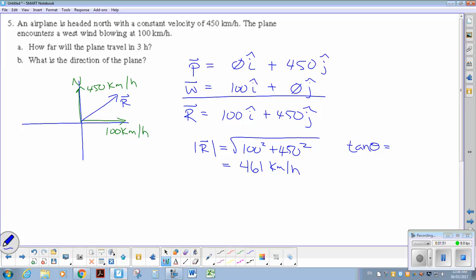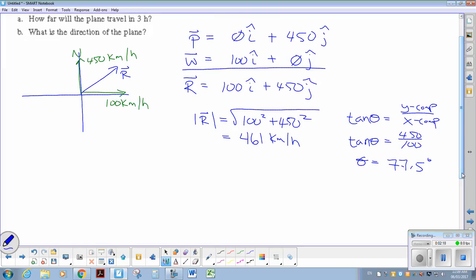To get its direction, which is the B part here, it's your y component over your x component. So tan theta equals 450 over 100. Theta would equal the inverse tangent of 450 divided by 100, which you didn't really need to calculate, 77.5 degrees.